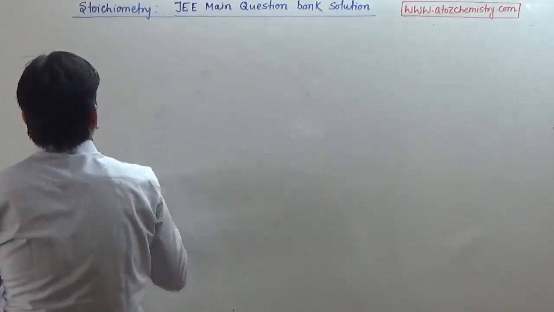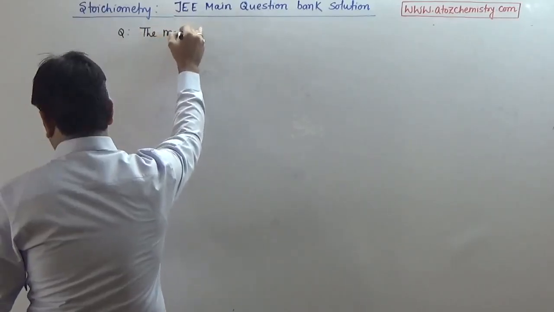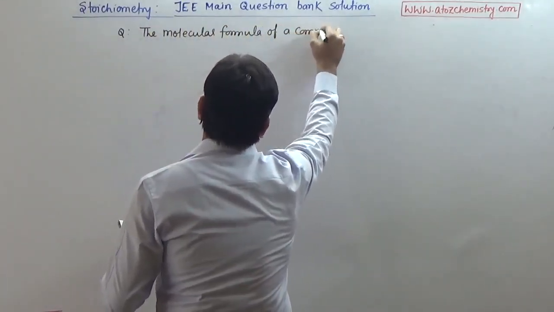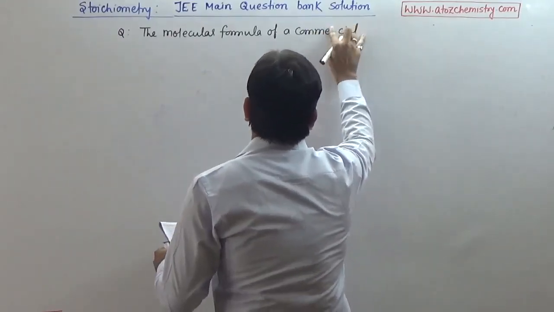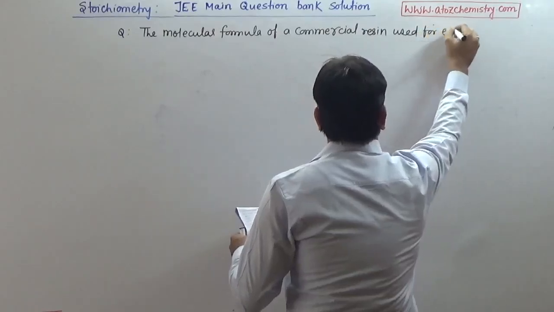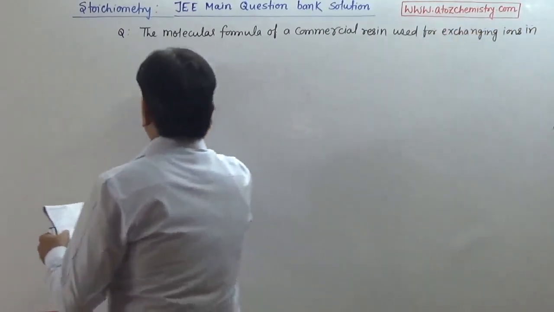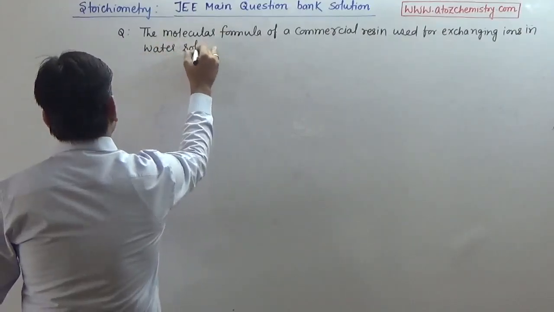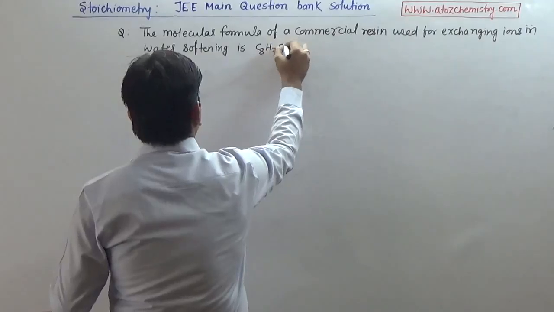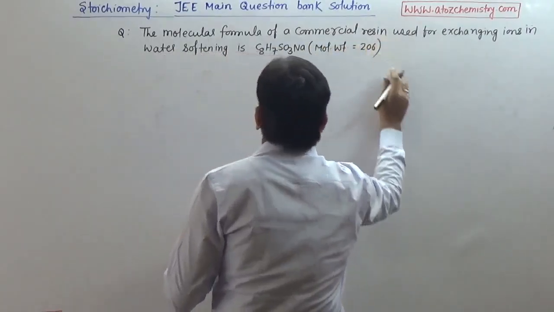Next question, and the last question of stoichiometry till 2015: the molecular formula of a commercial resin used for exchanging ions in water softening is C8H7SO3Na. The molecular weight is given as 206.